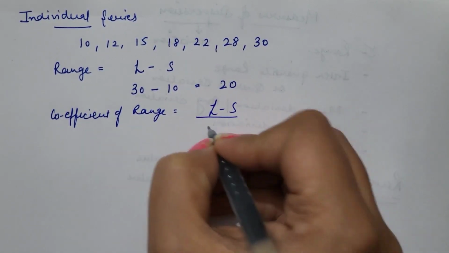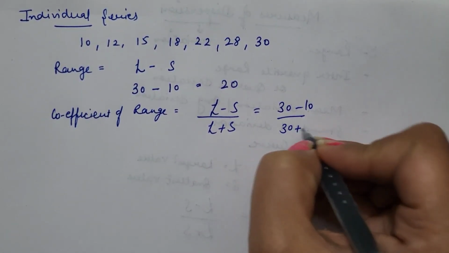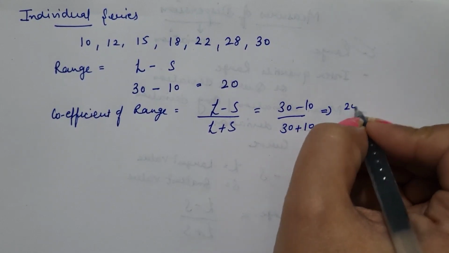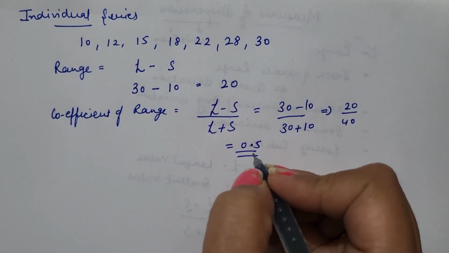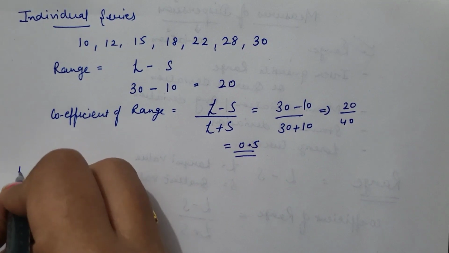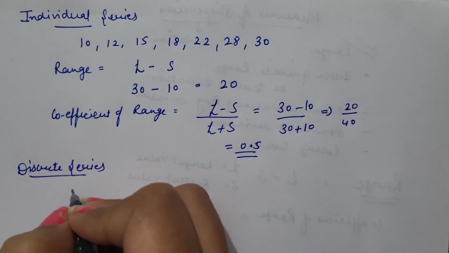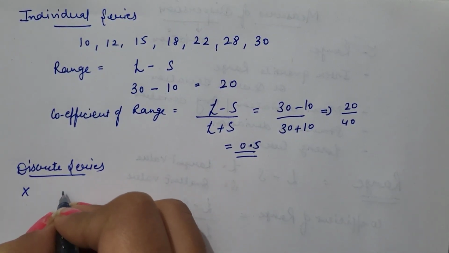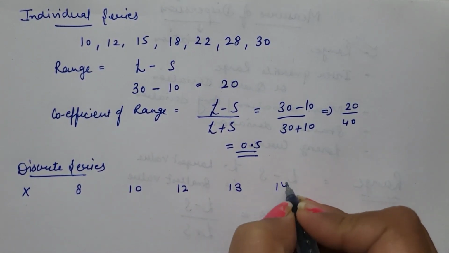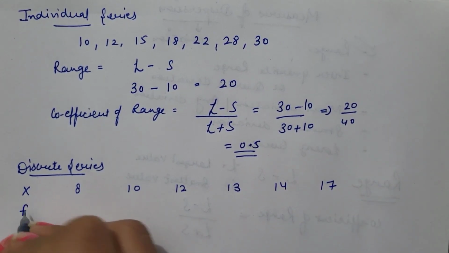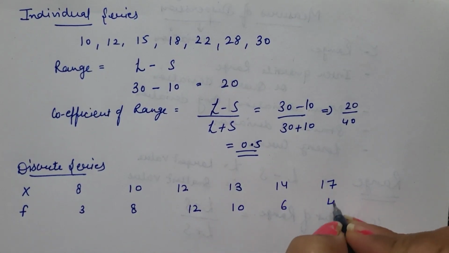For calculation of coefficient of range, formula L minus S divided by L plus S. 30 minus 10 divided by 30 plus 10. 20 upon 40. So coefficient of range is 0.5. In discrete series, suppose observations are 8, 10, 12, 13, 14 and 17, and frequency 3, 8, 12, 10, 6 and 4.